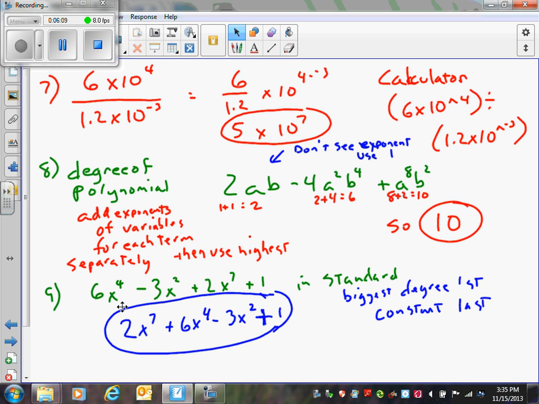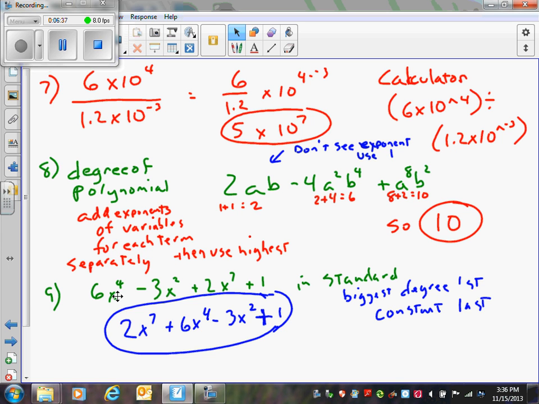Number 9, they give you an expression, 6x to the 4th minus 3x squared plus 2x to the 7th plus 1. And they want you to write it in standard notation. So you start with the biggest degree first, and your constant, which is whatever number you have by itself and no variable, that's always last. And we go in decreasing order by the exponents. So 4, 2, 7, and 0 because it's a constant. The 7 term goes in front. So I put that 2x to the 7th in front.